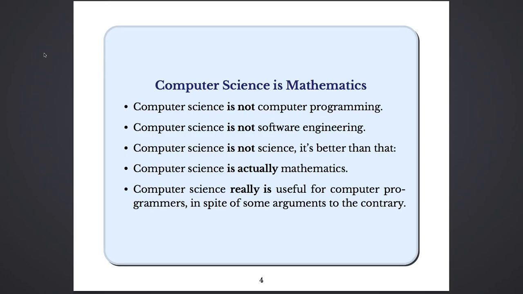Computer science is actually a branch of mathematics that describes not computers and not computer programming, but computation, which is what computers do. When you write a program, you're making computation happen. And computer science is describing the very concept of computation happening.